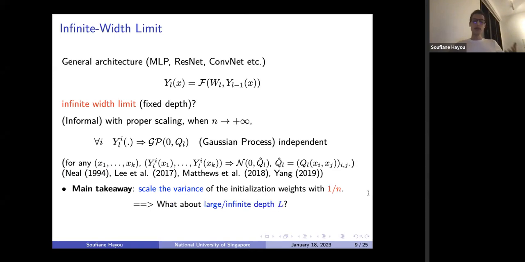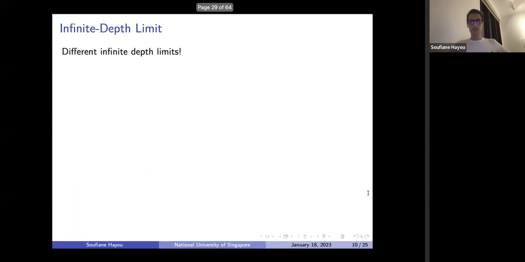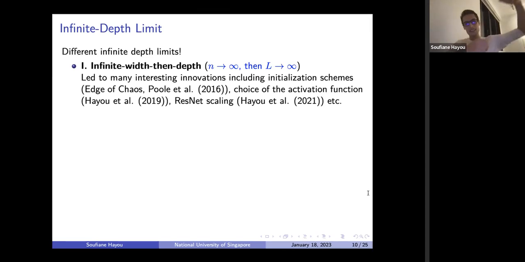Now, what happens for infinite or large depth L, if we want to increase the depth? This is mainly what I'm going to talk about. But before that, we should define what we mean by infinite depth limit, since there are multiple notions of it. The first one is taking the width to infinity first, then looking at what happens when you take the depth to infinity. There are a lot of innovations in this case, from the initialization to the choice of the activation function, etc. This is mainly what I'm going to talk about in this talk.